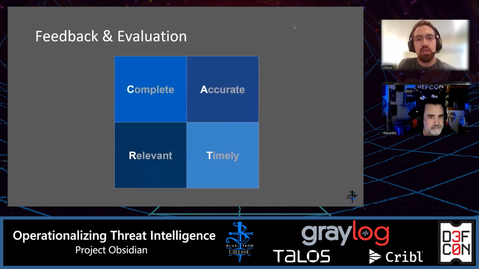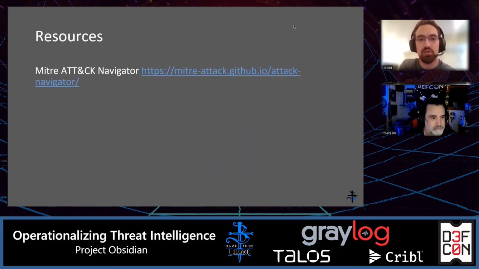And we can use the CART model to evaluate CTI. And this is just: is it complete? Is it accurate? Is it relevant? And is it timely? And here are resources. You can use the MITRE ATT&CK Navigator. If you're working on something with kill chain 3, you can use this tool to help you out, or within your department.